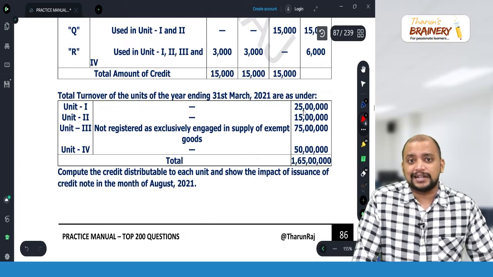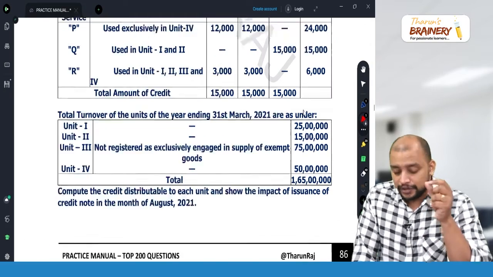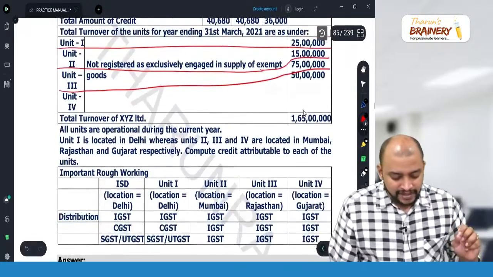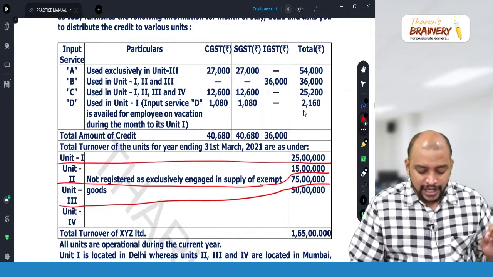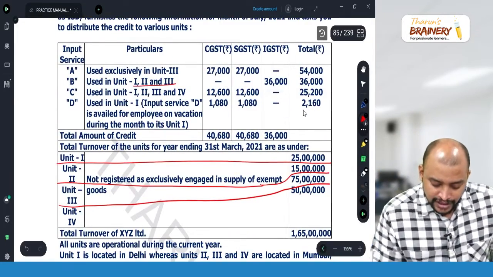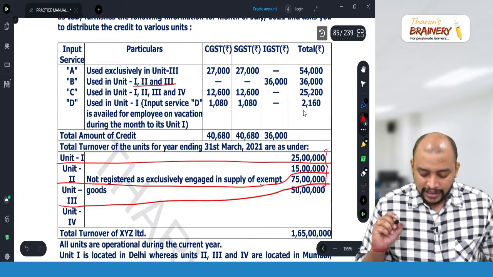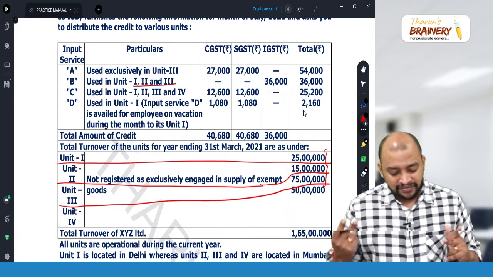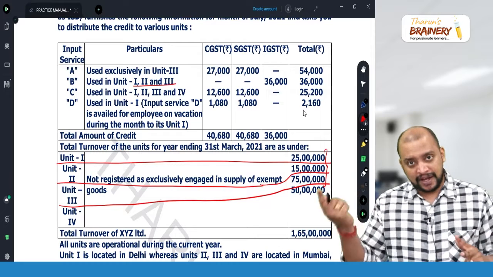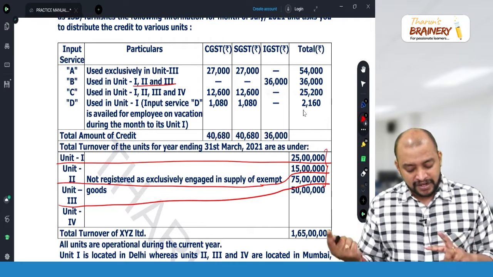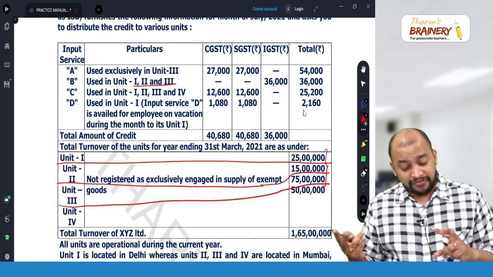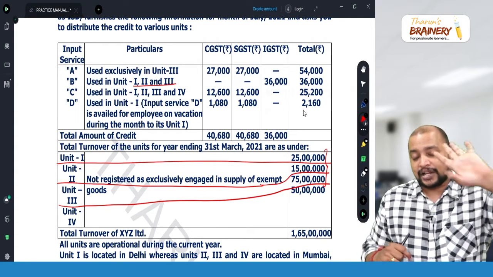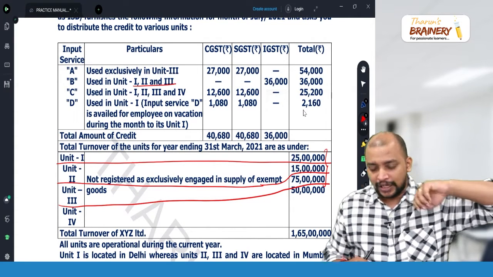Whenever we are taking this, remember we need to follow the ratio. In the previous question also, whenever we are distributing to these 3 units, you take the ratio of these 3 only. That is 25 is to 15 is to 75. Then it will be 25 divided by 115, then 15 divided by 115, 75 divided by 115. So not divided by 165. I told you 165, but actually it is 115 for these 3 only.